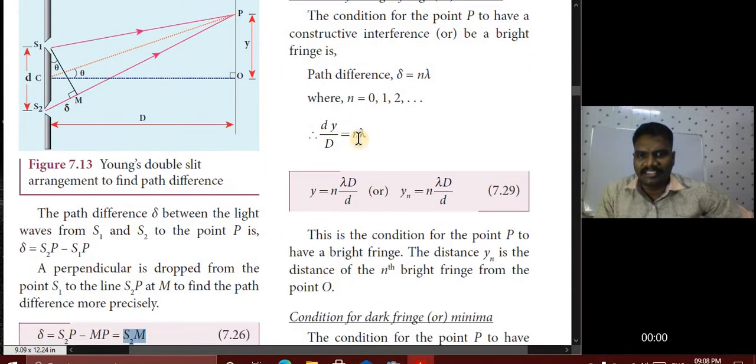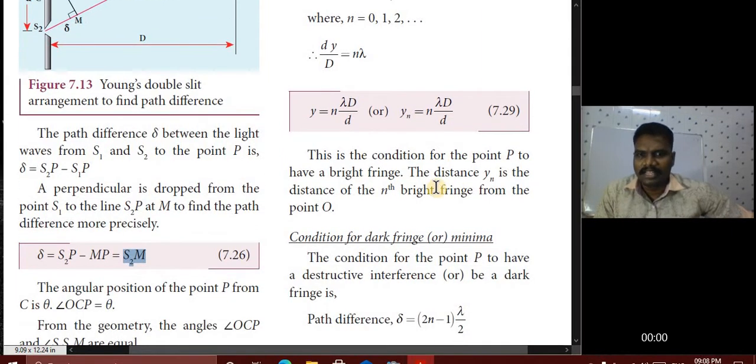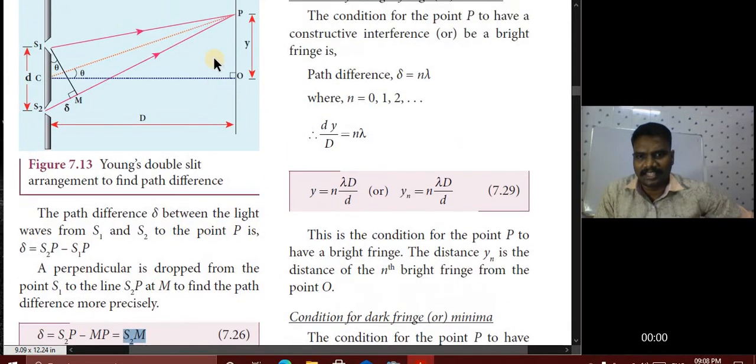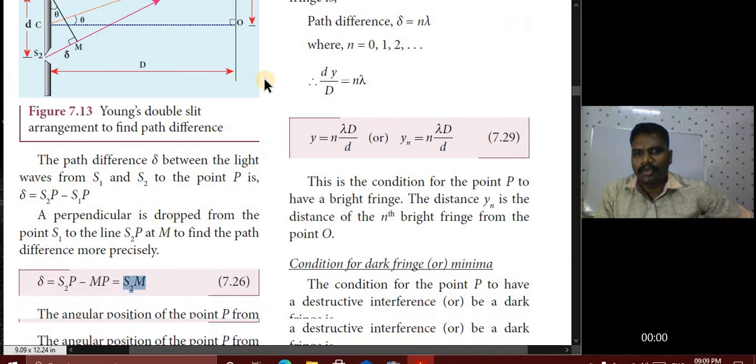Here in this equation, y is equal to n lambda capital D divided by small d, or y n is equal to n lambda capital D divided by small d. This is the condition for the point P to have a bright fringe. The distance y n is the distance of the nth bright fringe from the point O.